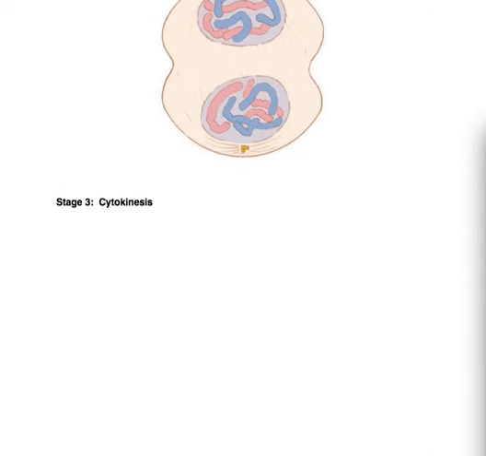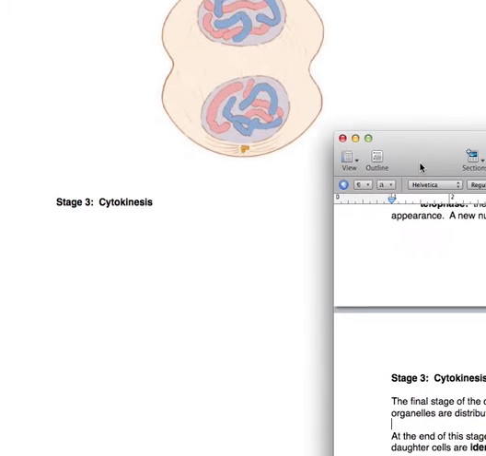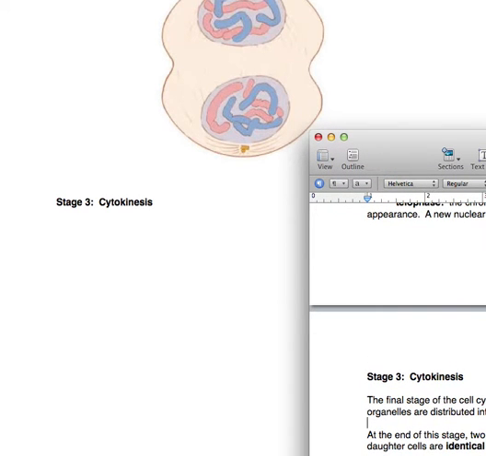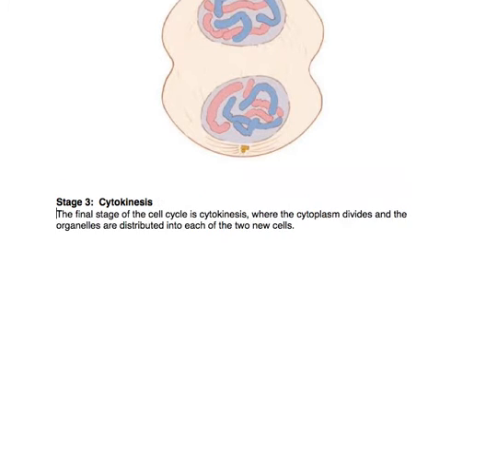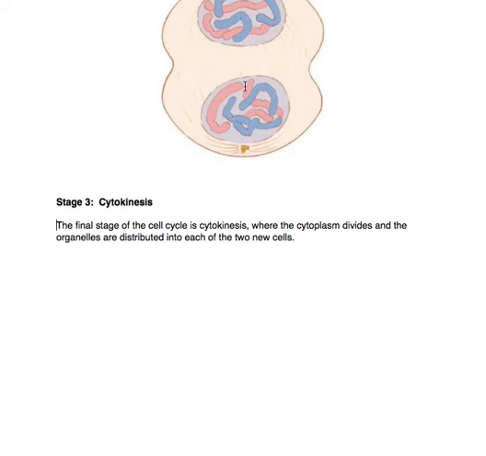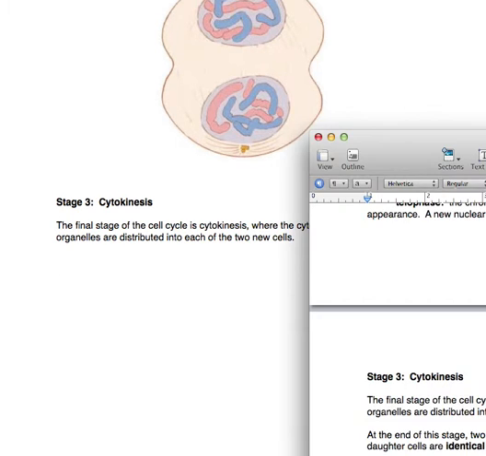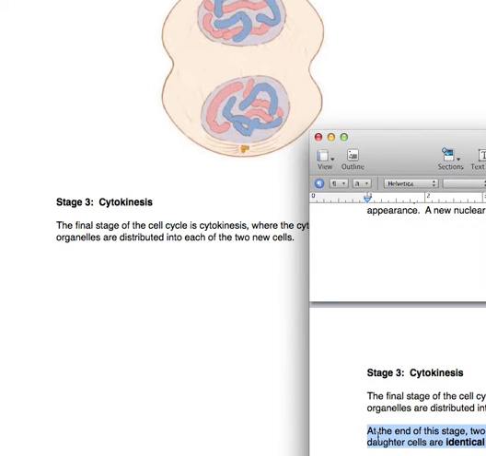So this is the final stage of the cell, where the cytoplasm divides into two and the organelles are distributed to each of the two new cells. So you end up with two new cells. They're known as daughter cells, and they have formed from the original cell at the very beginning.